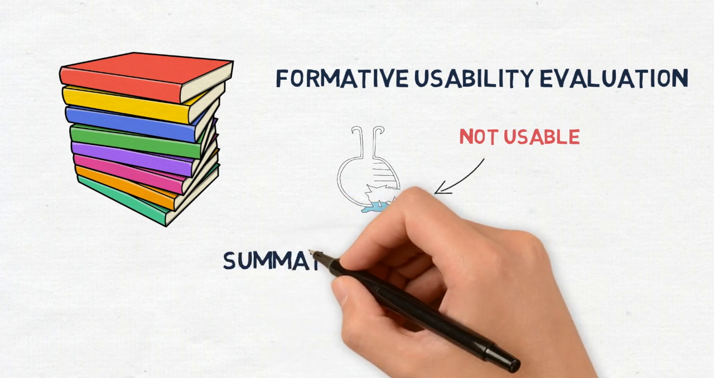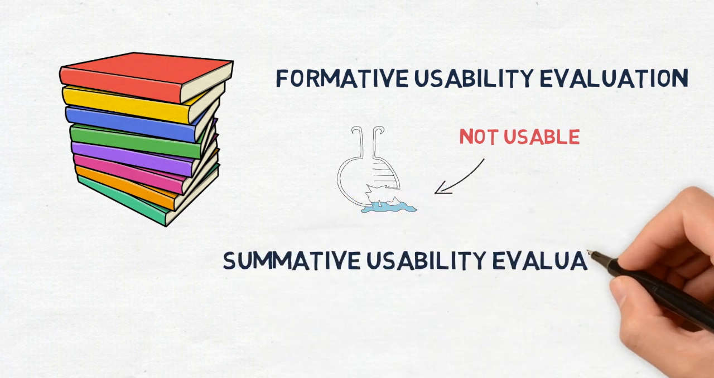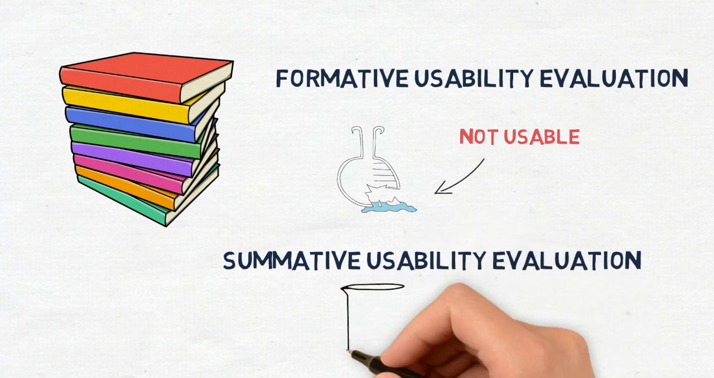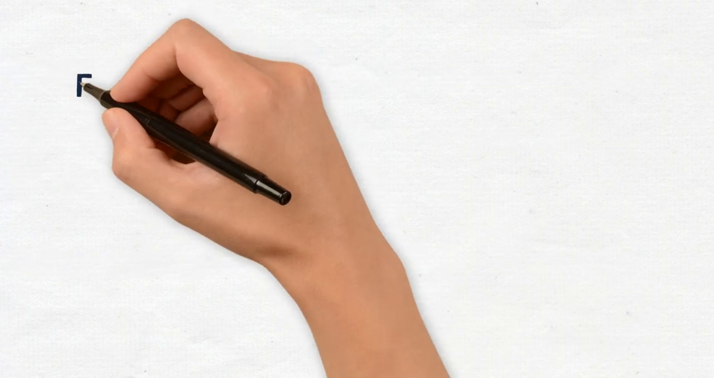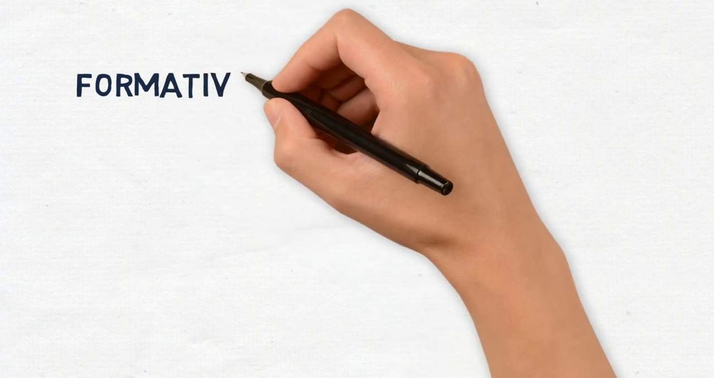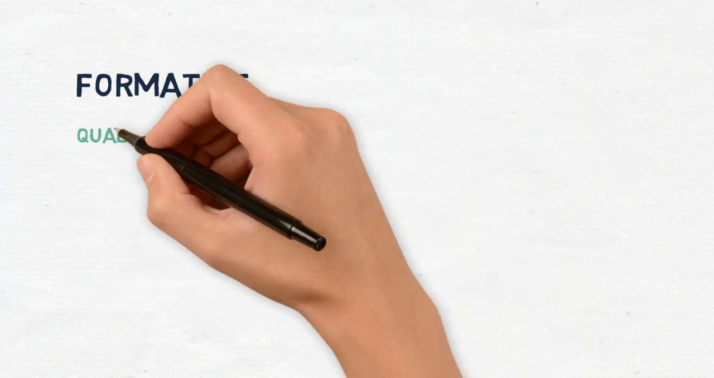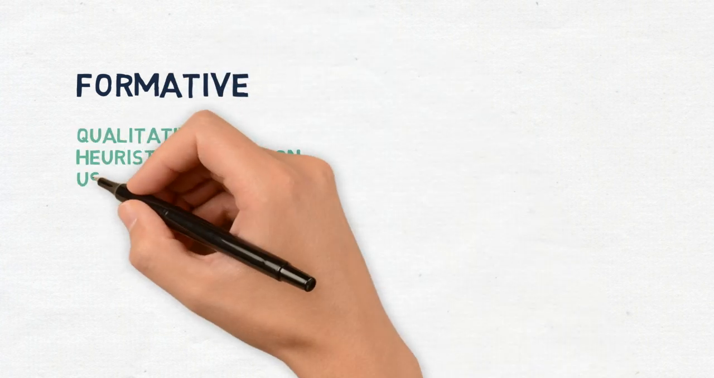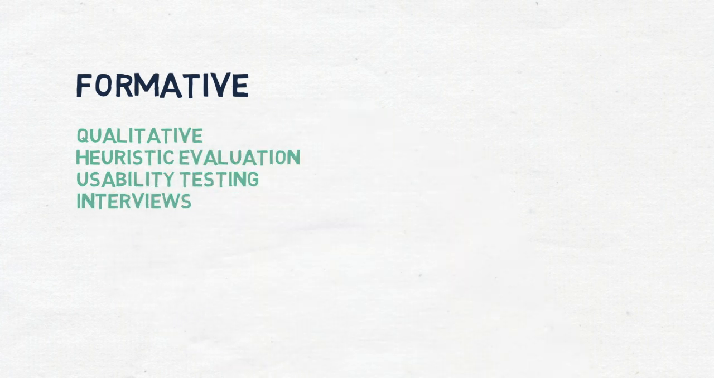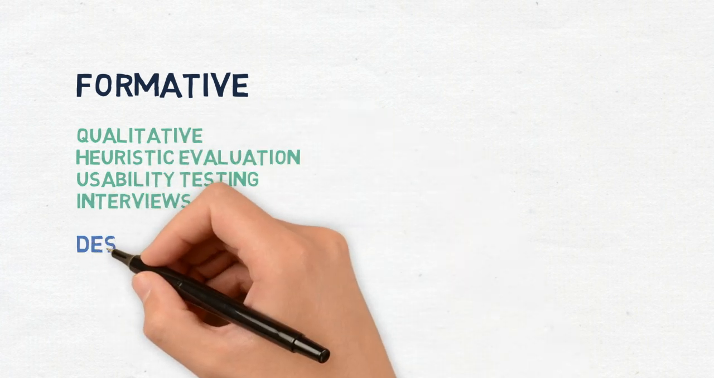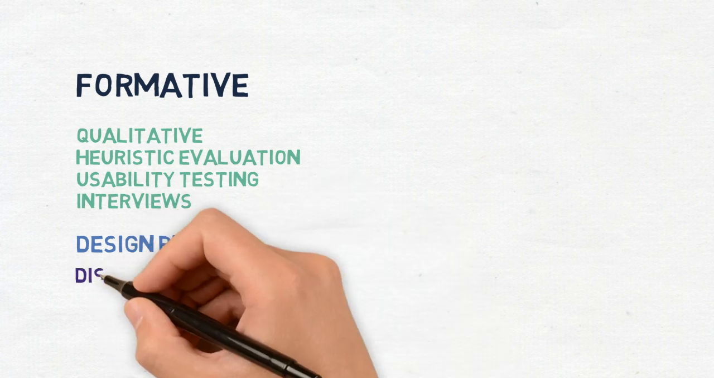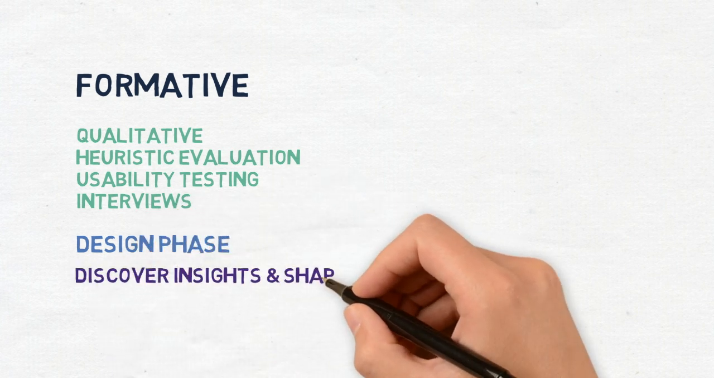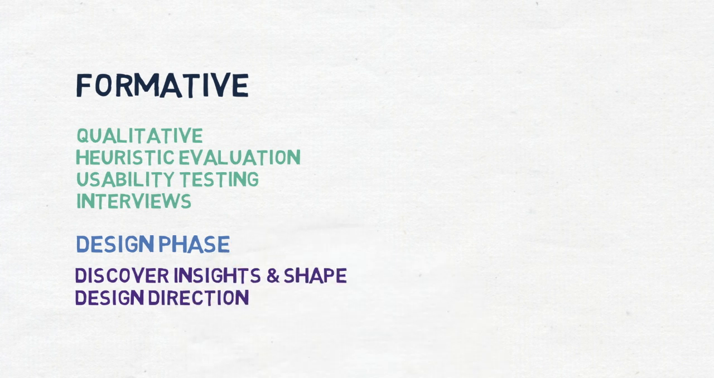On the other hand, summative usability evaluation focuses on what is working. In other words, it tells you what is usable. With formative research, participant feedback is gathered through qualitative methods such as heuristic evaluation, usability testing, and interviews. You should perform formative usability testing at the start of the design phase, when you're testing out rough mockups and paper prototypes. You'll be able to discover insights and shape the design direction.